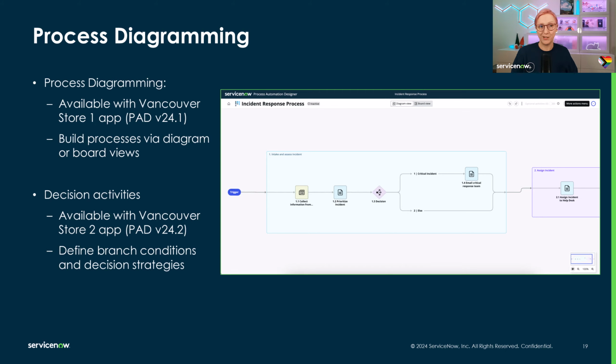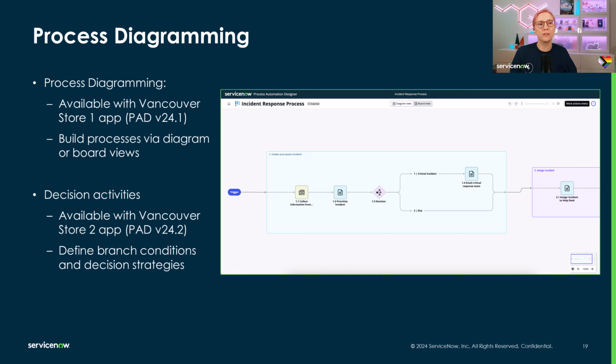One more feature highlight for Process Automation Designer, and the biggest feature highlight must be process diagramming. While both diagramming and board view are fully equal in functionality, the diagramming view does a particularly amazing job visualizing the path our playbook will take. Conditional branching and parallel stages or activities can be understood intuitively, and the distinct visual language for different types of activities or logic just makes sense.